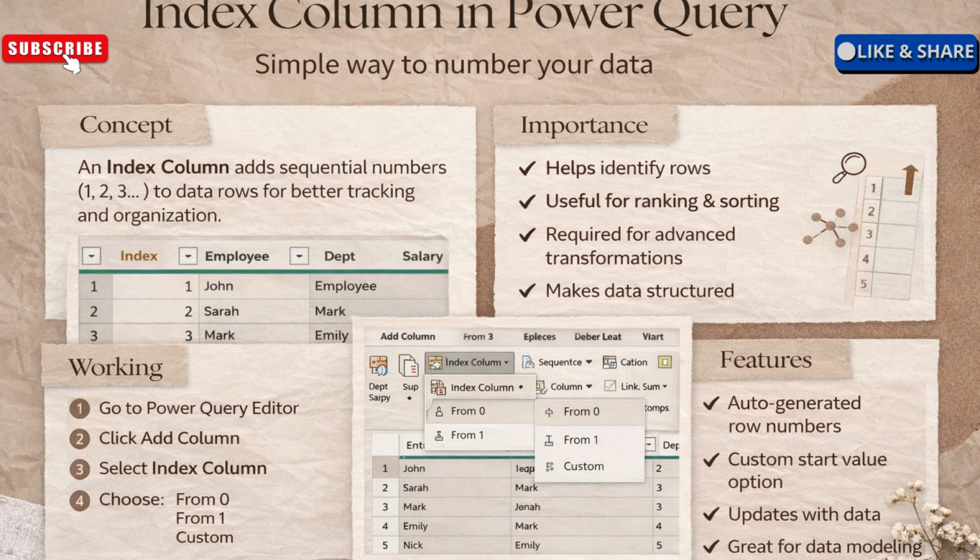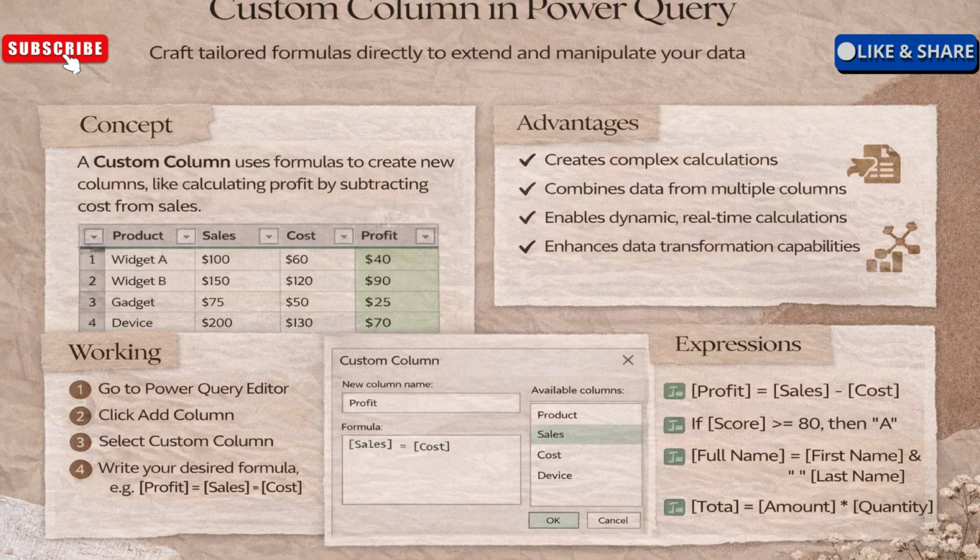Sounds useful. Is it difficult to create? Not at all. Just go to Power Query, click on Add Column, select Index Column. Then choose from 0, 1, or even a custom value. Perfect. That's simple. Yes, a custom column is used to create a new column using formulas. For example, we can calculate profit by subtracting cost from sales.